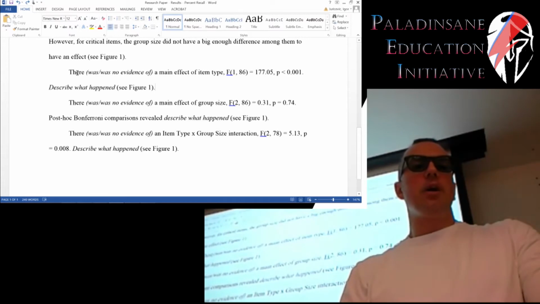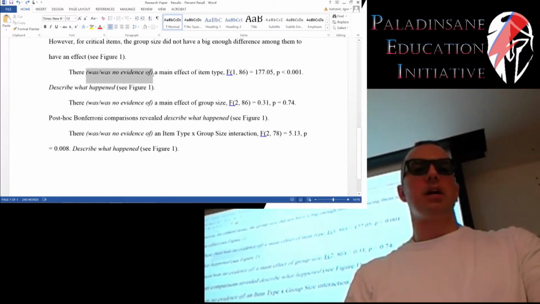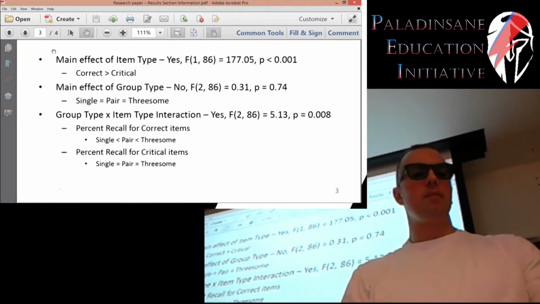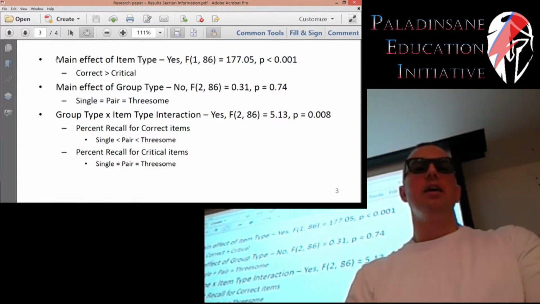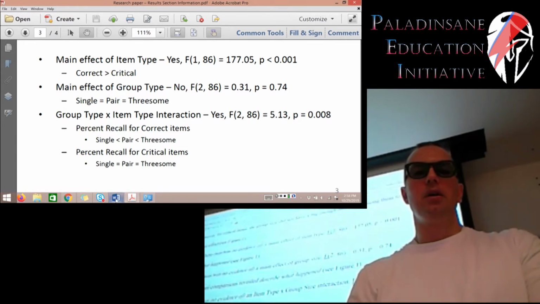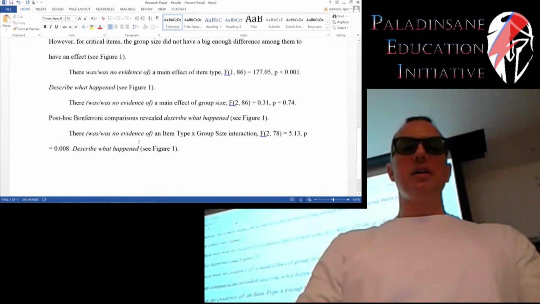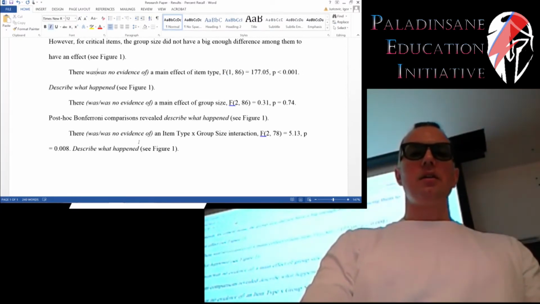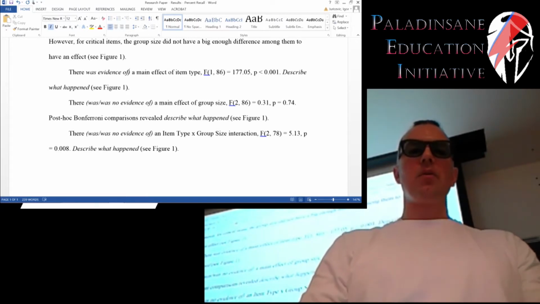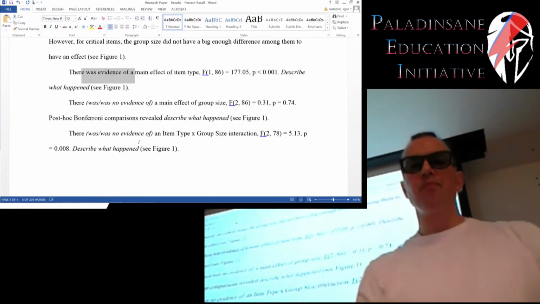So let's start off with the first main effect of item type. So once again, refer to your statistics handout here, and let me know, was there a main effect of item type? There was. So what we say is there was evidence of, that's pretty standard language. There was evidence of a main effect of item type.